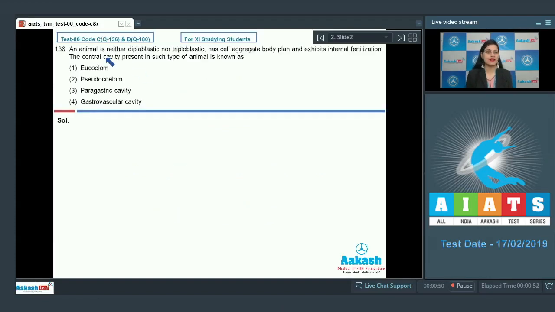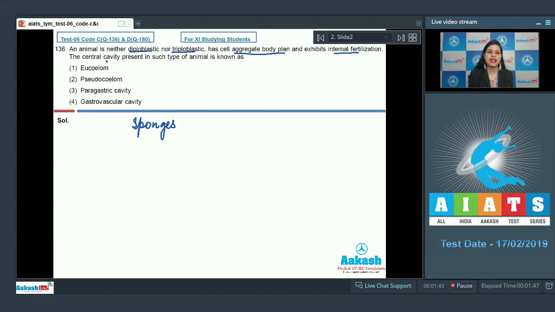Question number 136. An animal is neither diploblastic nor triploblastic, has cell aggregate body plan and exhibits internal fertilization. The central cavity present in such type of animal is known as, and the options are eucoelom, pseudocoelom, paragastric cavity and gastrovascular cavity. And we know that all the given characteristics in this question are shown by sponges, which belongs to the phylum Porifera. They are neither diploblastic nor triploblastic, and they have cell aggregate body plan and exhibit internal fertilization.